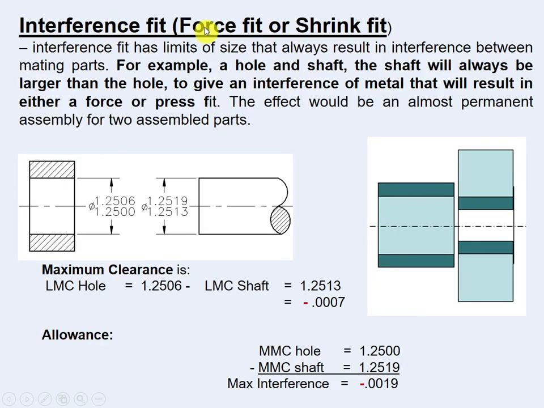Interference fit, or sometimes called force fit or shrink fit. Interference fit has limits of size that always result in interference between the mating parts. In this example, allowance calculated is negative. Clearance is negative. That means what? Interference. You don't have a gap, and you have to force the shaft inside the hole.